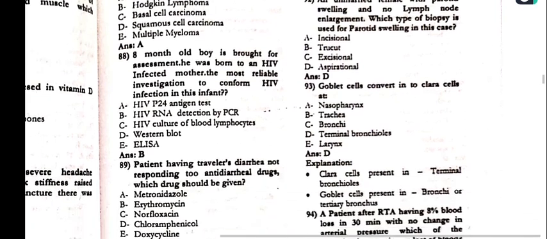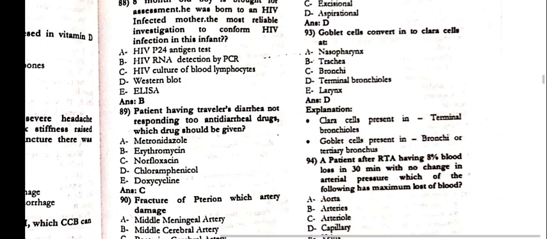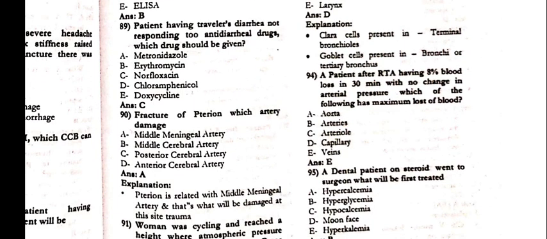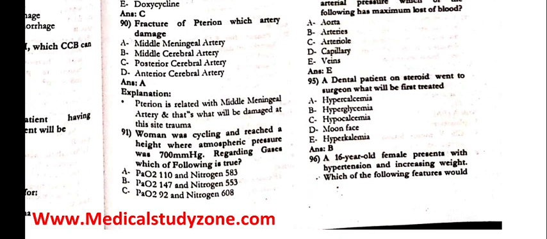In this particular case, there is aspiration, goblet cells converted into Clara cells at the terminal bronchioles. 94. The patient after RTA having 8% blood loss in 30 minutes with no change in the arterial pressure, which of the following has the maximum loss of blood? That is the veins. The dental patient on steroids went to the surgeon. What will be treated first?